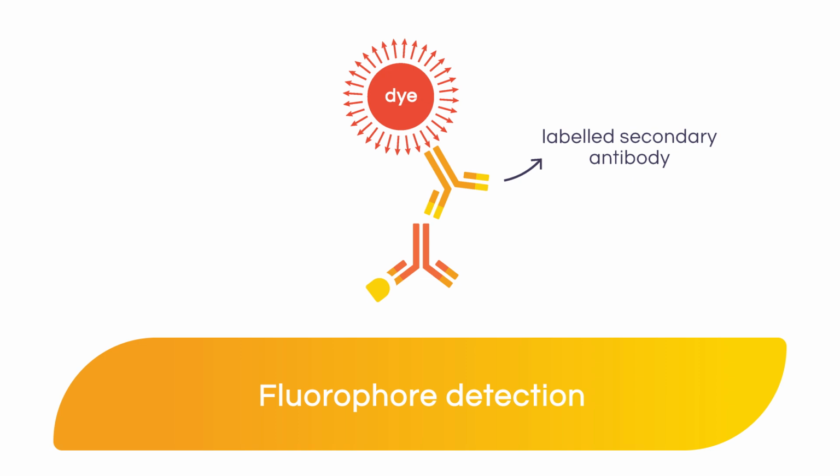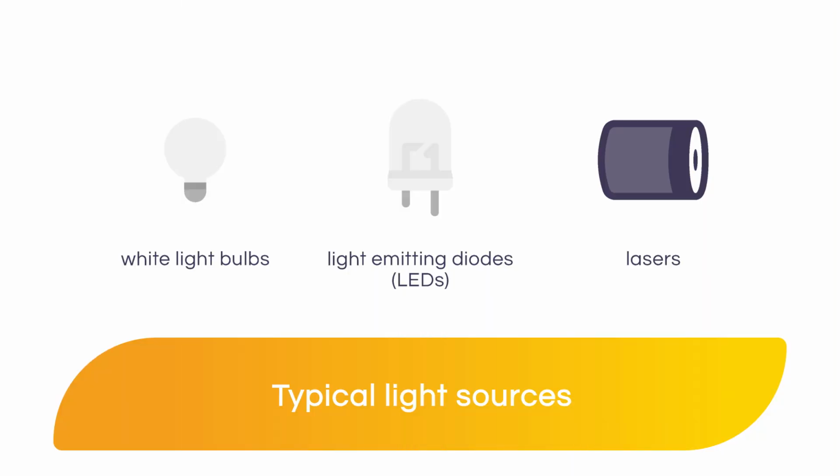So you've completed the final washes following the secondary antibody incubation step and are ready to detect your signals. At this point, let's take a look at how near-infrared fluorescent detection works in greater detail. As discussed in our earlier courses, blocking the membrane and secondary antibody incubation, our detection antibody is labelled with a fluorophore, also known as a dye. In order to get a signal that we can detect, we have to use a light source to excite that dye. The three typical light sources that we can use to serve this purpose are white light bulbs, light-emitting diodes, known as LEDs, and lasers.